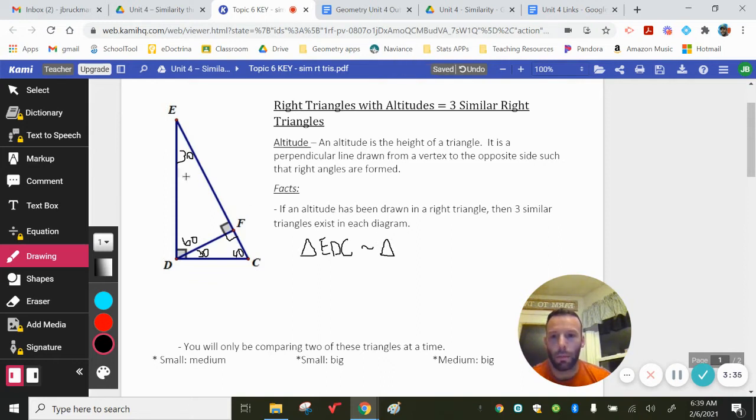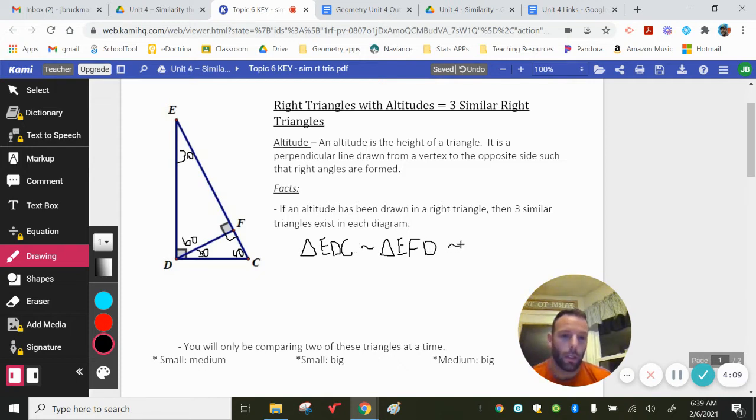So let me go to the medium-sized triangle right here. The 30-degree angle is still angle E, so I'm going to say triangle E. And then the 90-degree angle is the angle F, so angle F and then D. So triangle EDC is similar to triangle EFD because angle E corresponds to angle E, then angle D that's 90 corresponds to the angle F that's 90, and C that's 60 corresponds to D that's 60.